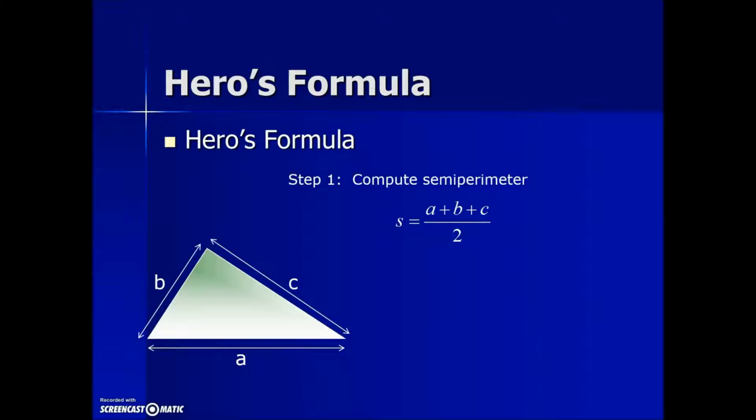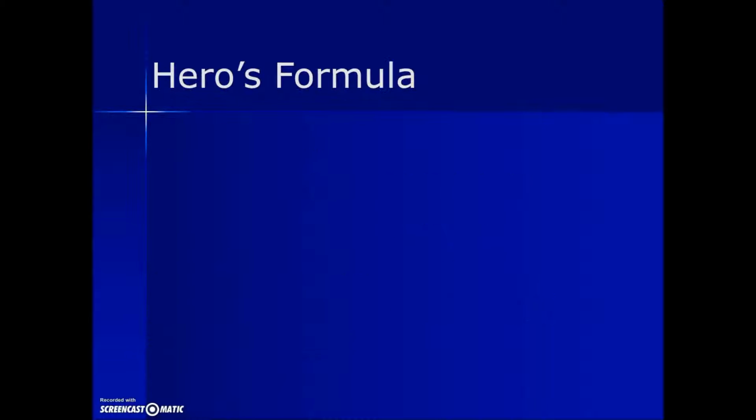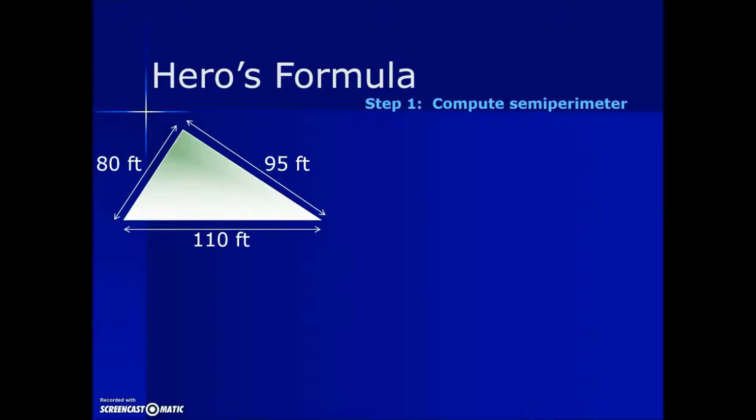Once we know the semi-perimeter, we'll use that to compute the area with the following formula. The area is found by taking the square root of S, the semi-perimeter, times the difference of each one of those three sides multiplied together. And here's how it looks. First, we're going to compute the semi-perimeter and use Hero's formula to determine the area of this triangle.